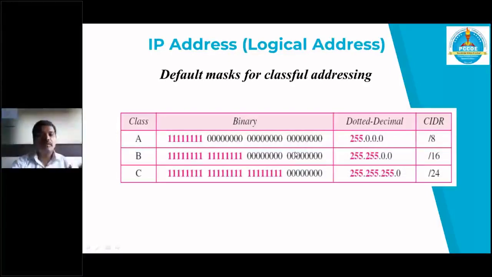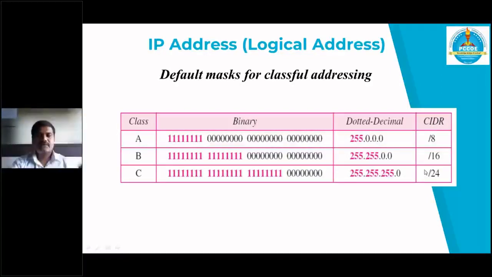But if I want to use it precisely, instead of the default subnet mask, I should go for classless kind of addressing. That is a different concept we'll be discussing later. Classless means effectively utilizing. So instead of the default subnet mask, I need to go for a custom subnet mask. And what you're observing here is CIDR, that is classless inter-domain routing.